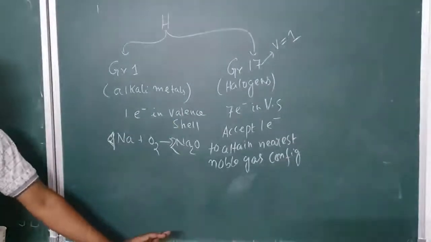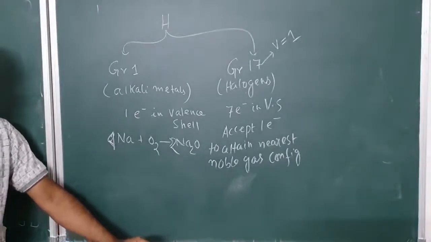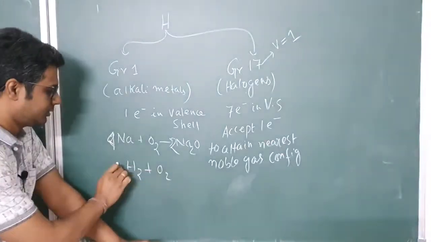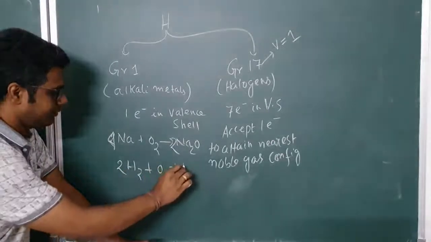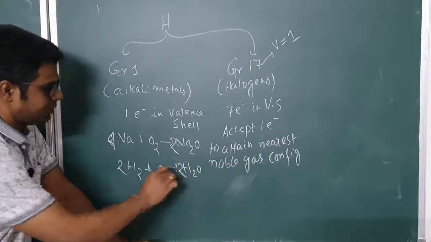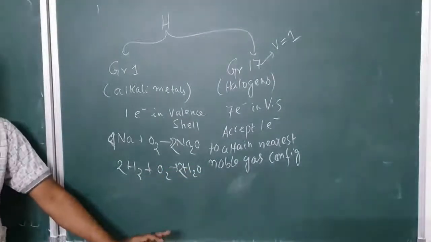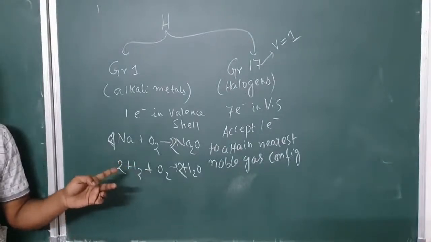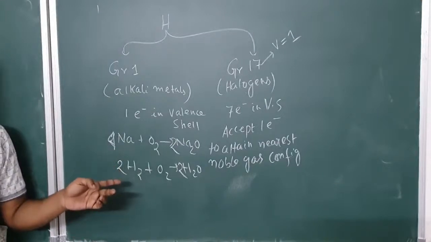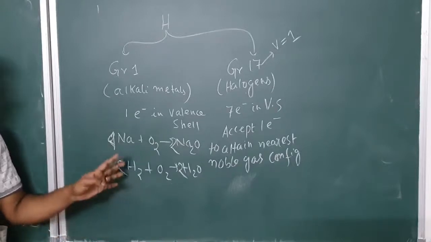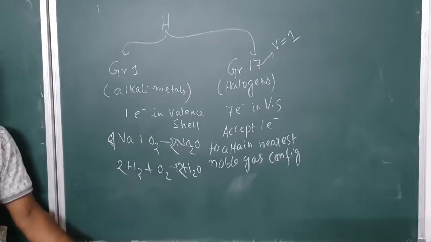Sodium can react with oxygen to give Na2O. If you see, hydrogen can also react with oxygen to give H2O. Only difference is sodium is highly reactive. Hydrogen is not that reactive as sodium, but both form similar kinds of compounds.